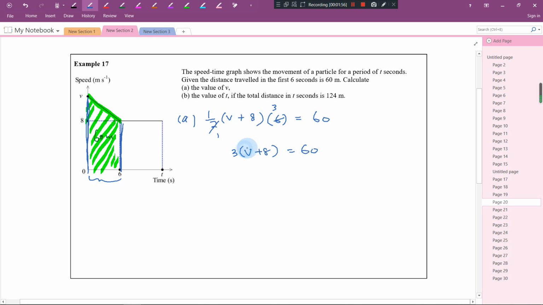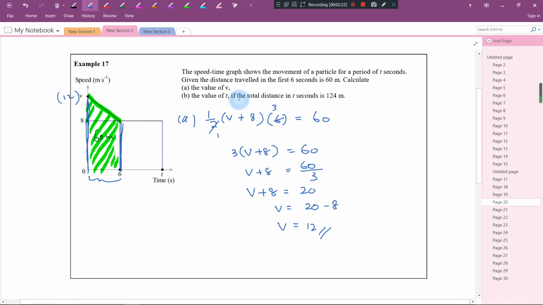So here, if you want to do some expansion, okay. If you don't want, you just move the 2 over here. Divide both sides by 3. 60 divided by 3 will give you 20. v is equal to 20 minus 8. v is equal to 12. Okay, so this is equal to 12.